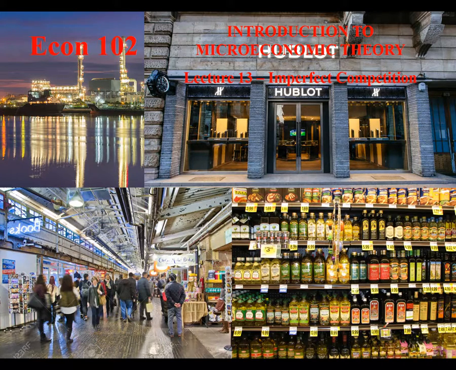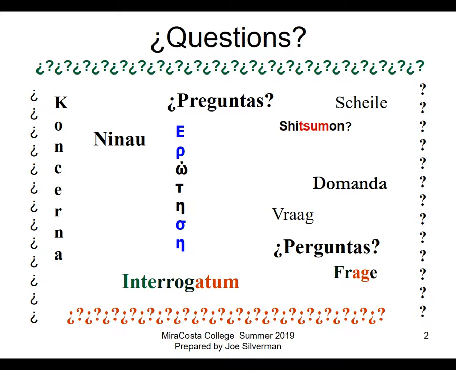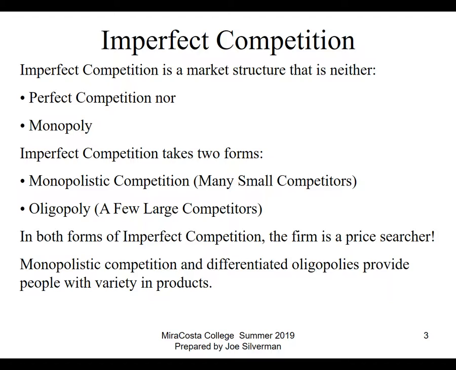Okay, folks, so this is lecture 13, Imperfect Competition. May as well go into this. Let's talk a little bit about the two forms of imperfect competition. One is what's called monopolistic competition. The other one's called oligopoly. We're going to first start off with monopolistic competition, and then we're going to go into oligopoly.